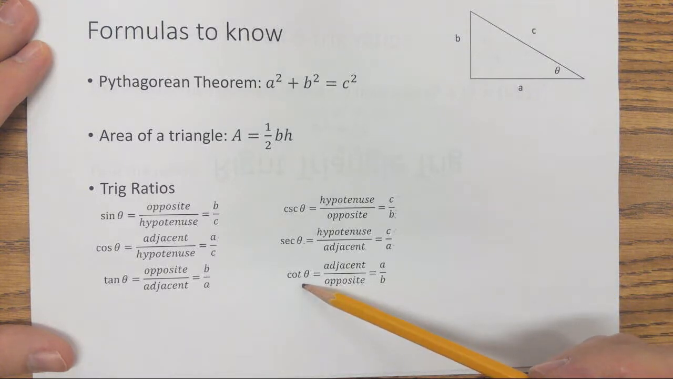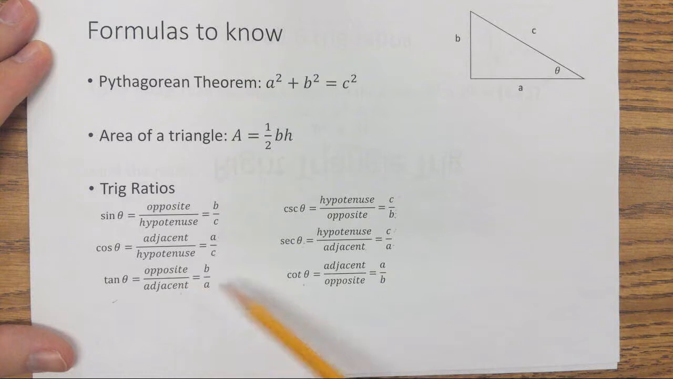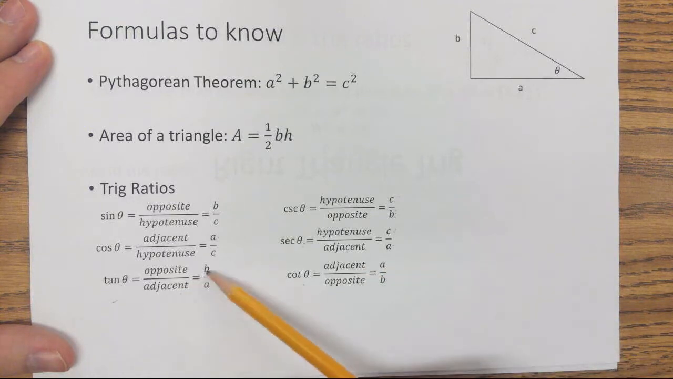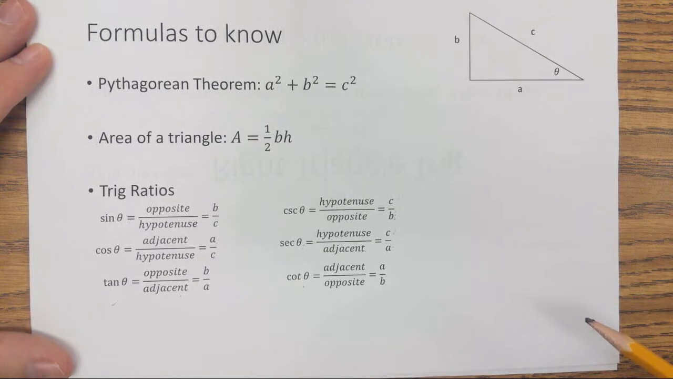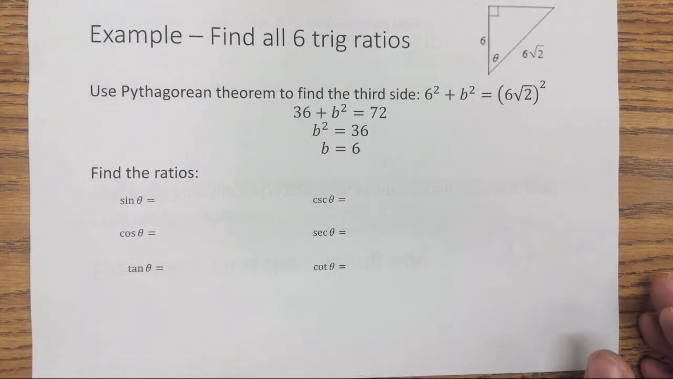Cotangent is the reciprocal of the tangent. So instead of opposite over adjacent, cotangent is adjacent over opposite, or a over b instead of b over a. Alright? It's not too bad. Alright.